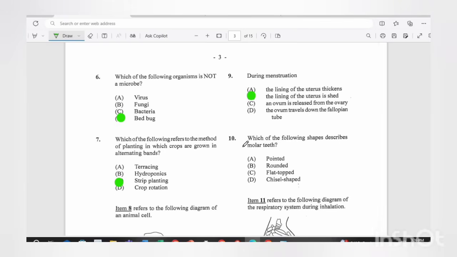Question 10. Which of the following shapes describes molar teeth? Is it A. pointed, B. rounded, C. flat-topped, or D. chisel-shaped? If you said rounded, you're incorrect. The answer there is C. flat-topped.